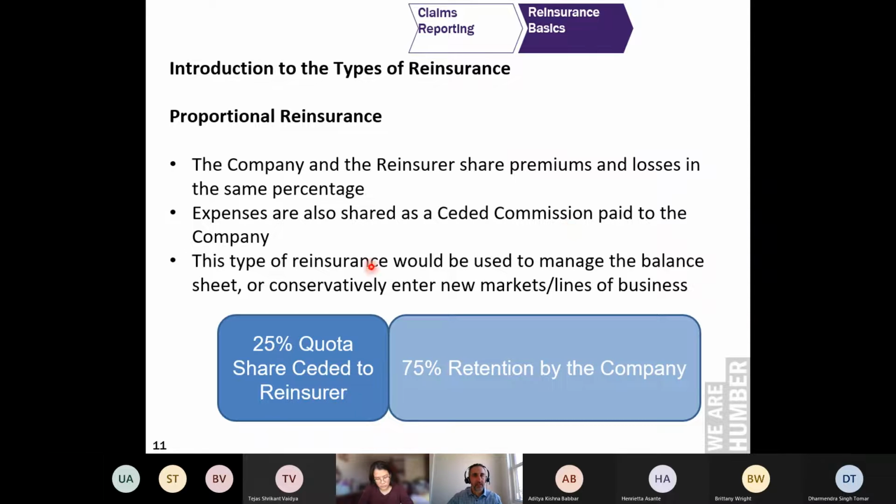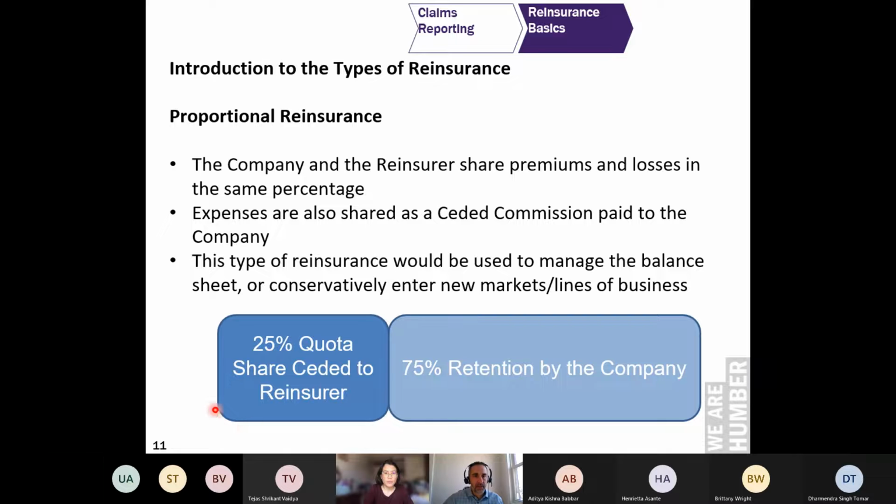And why would they use this type of reinsurance? What usually you would see is they want to enter new markets or lines of business, like that cyber insurance example I gave. And then managing the balance sheet is if they like their gross underwriting, but maybe their gross liabilities are too high, they need reinsurance to get that reinsurance asset to help manage their balance sheet would be another reason.